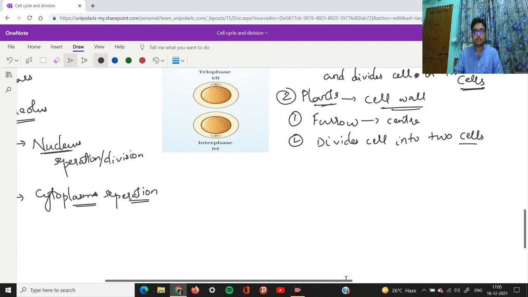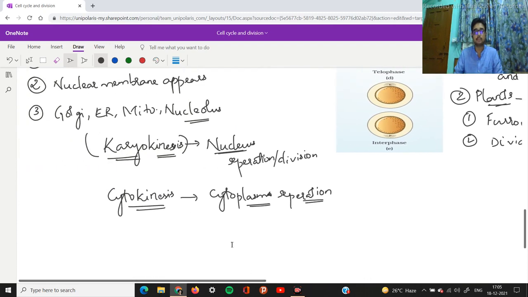So mitosis is a very important part of cell division, and I hope you all understood what I tried to convey to you, what I tried to teach you.